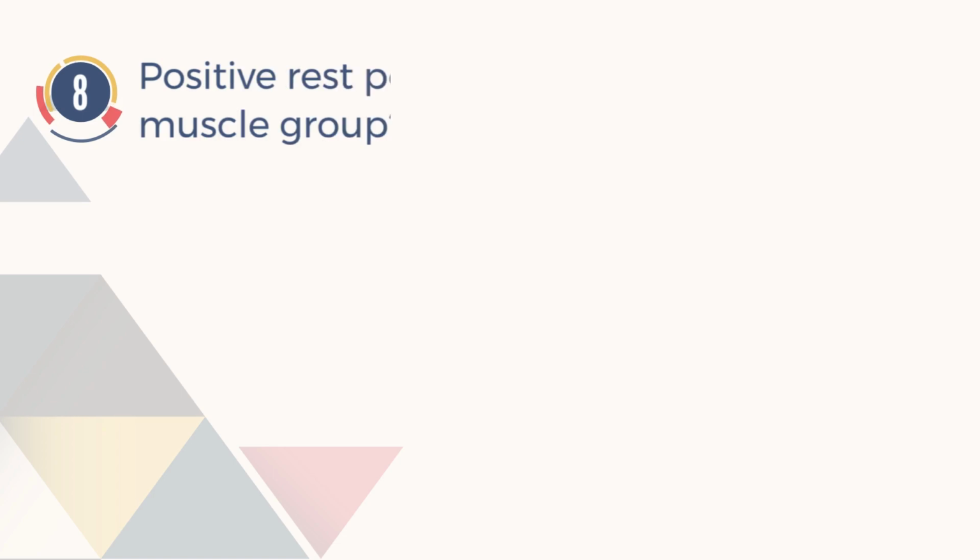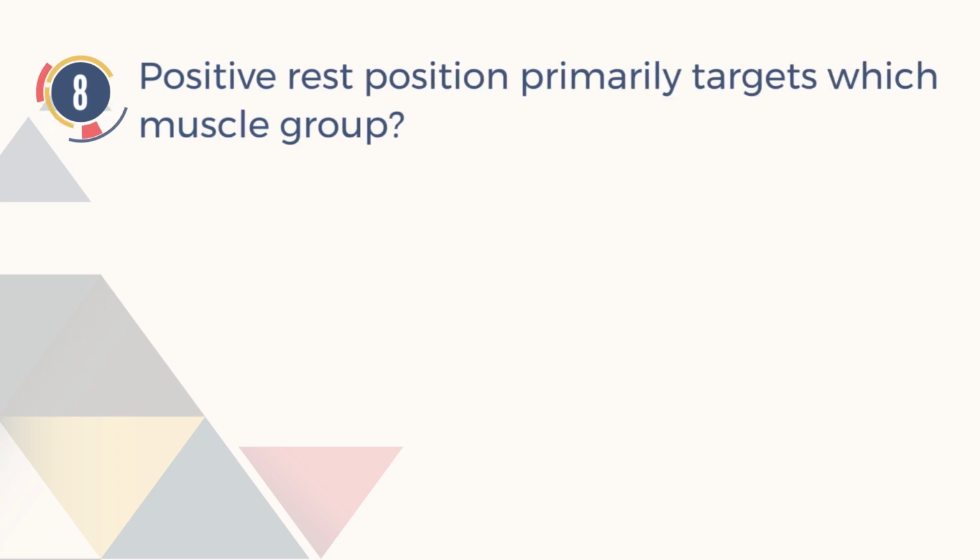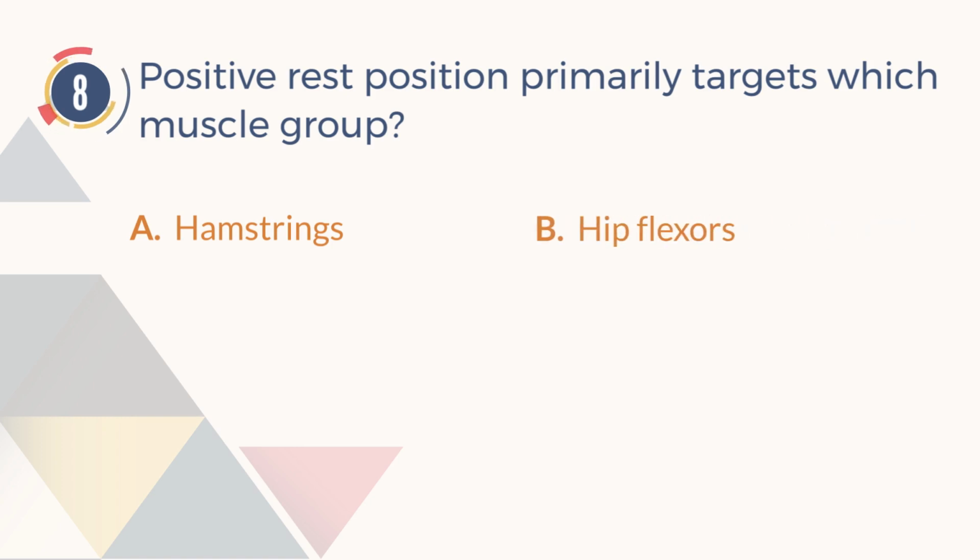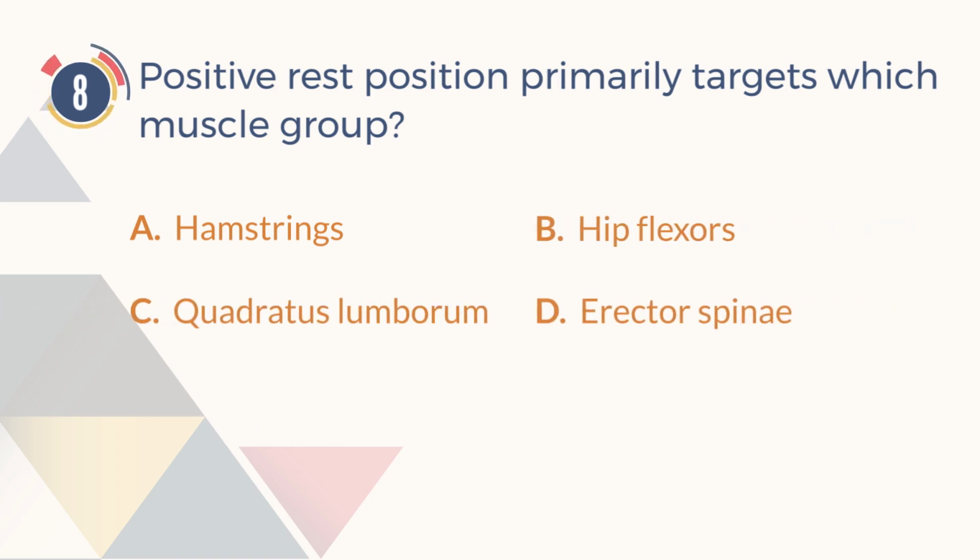Number 8. Positive rest position primarily targets which muscle group? A. Hamstrings. B. Hip flexors. C. Quadratus lumborum. D. Erector spinae. The answer is D. Erector spinae.